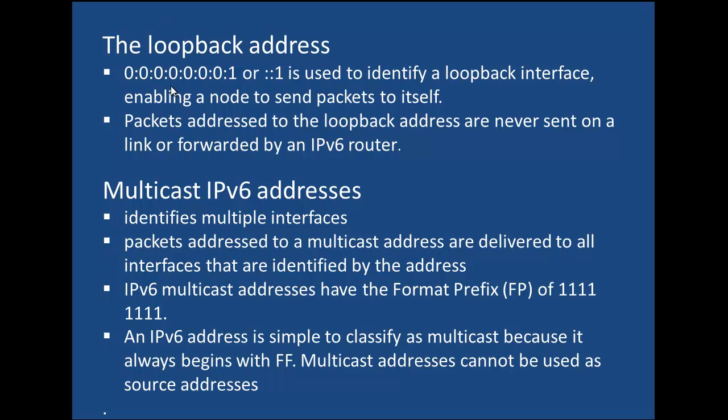Another special address is the loopback address. This loopback address is written as 0:0:0:0:0:0:0:1, or simply the 2 colons and a 1. And that is used to identify the computer's own address. So if you want to ping or test your own computer, you would actually be pinging the loopback address. Any packet addressed to the loopback address is never sent on a link or forwarded by an IP version 6 router.